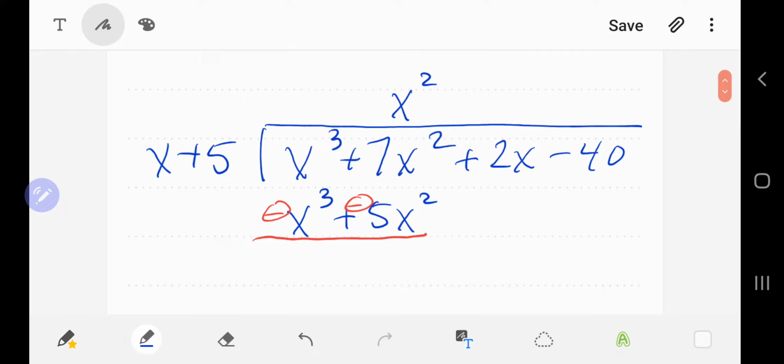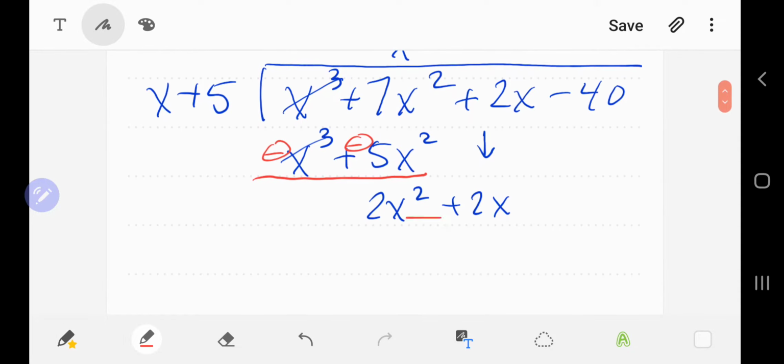And then we're going to combine. All right, so we're going to have x cubed minus x cubed. Those cancel. 7 minus 5 is 2x squared. And then the plus 2x drops down. And then we're going to rinse and repeat.